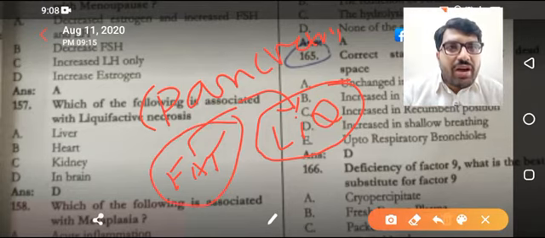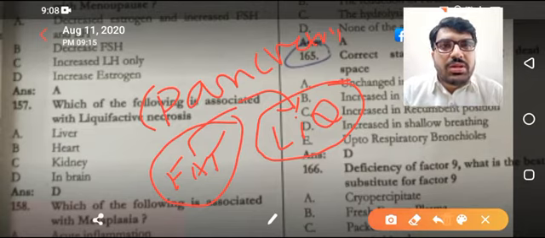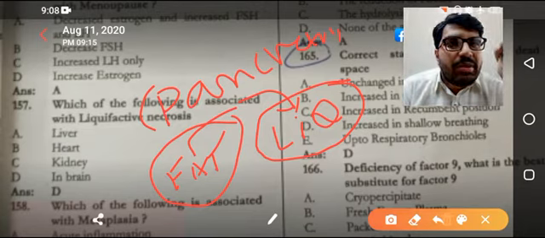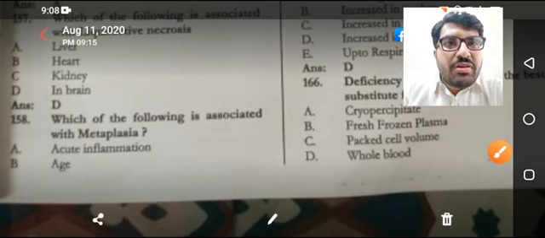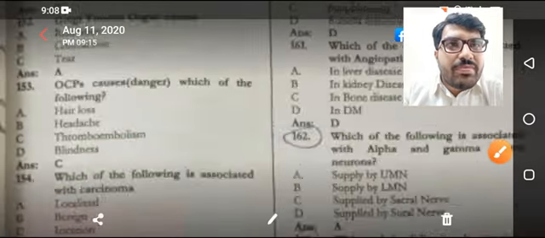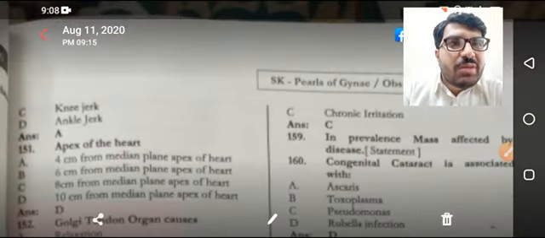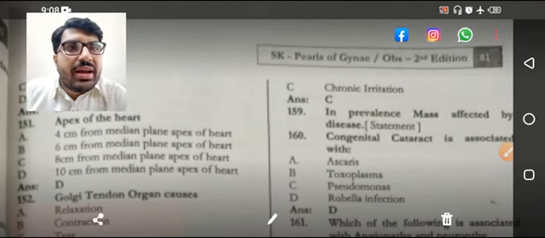Most common is fat necrosis. Liquefactive necrosis occurs only when there is damage to the parenchyma of the pancreas. So both are possible in the pancreas. Which of the following is associated with metaplasia? There is chronic irritation or chronic inflammation. Option C is right. Coming next.